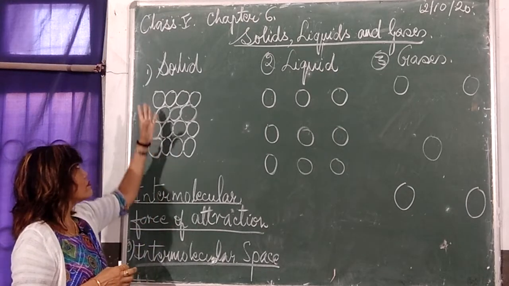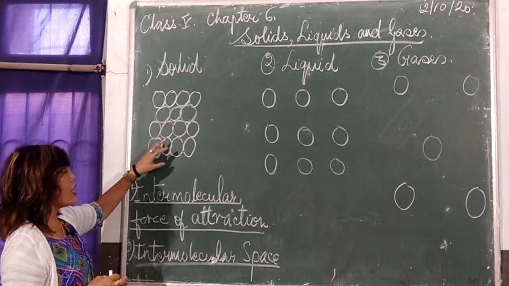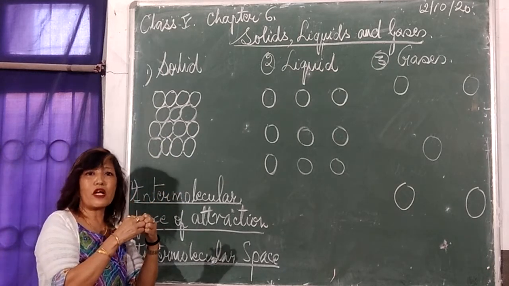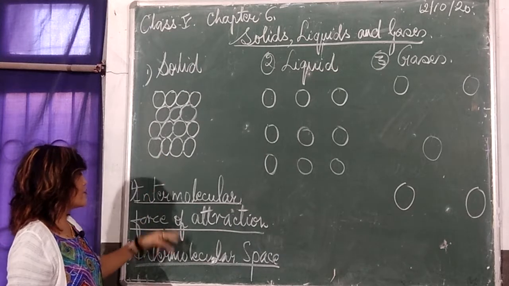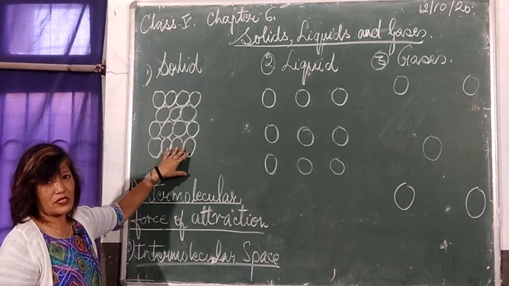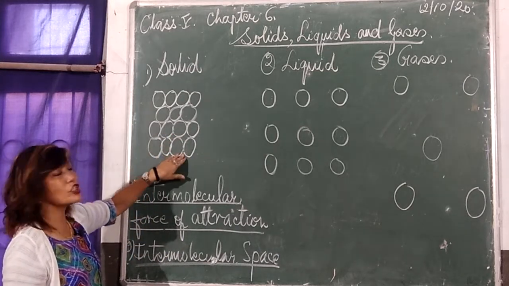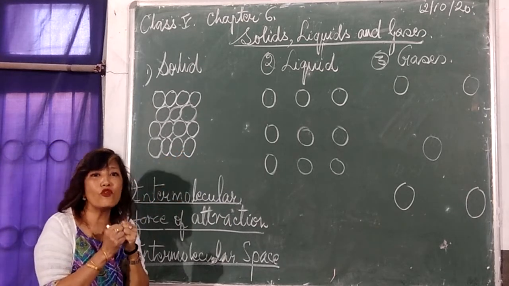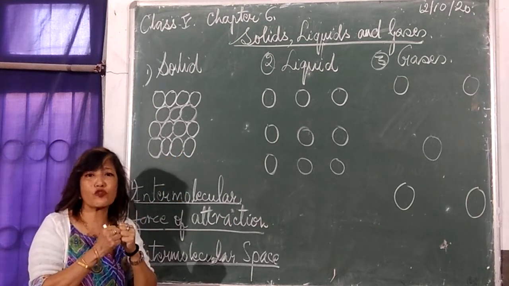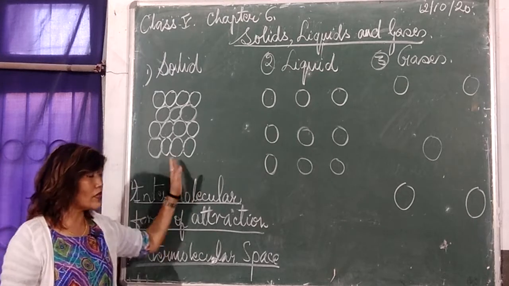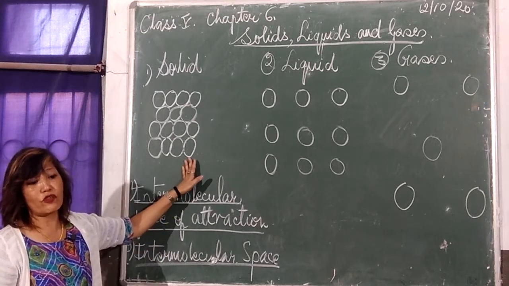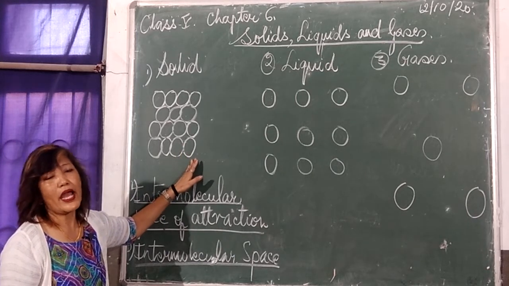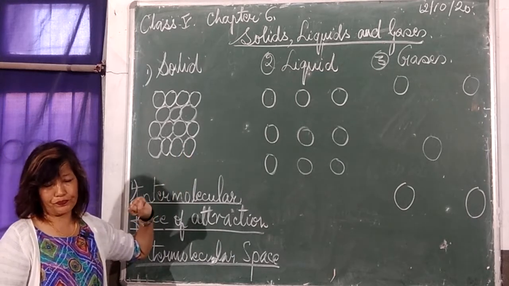Alright? So in solids, the molecules have the strongest intermolecular force of attraction, and because of this, they do not have intermolecular space. And because of this arrangement of molecules in solids, the molecules can hardly move. They remain in a fixed position. And because of this type of arrangement, solids have a definite shape and definite volume.